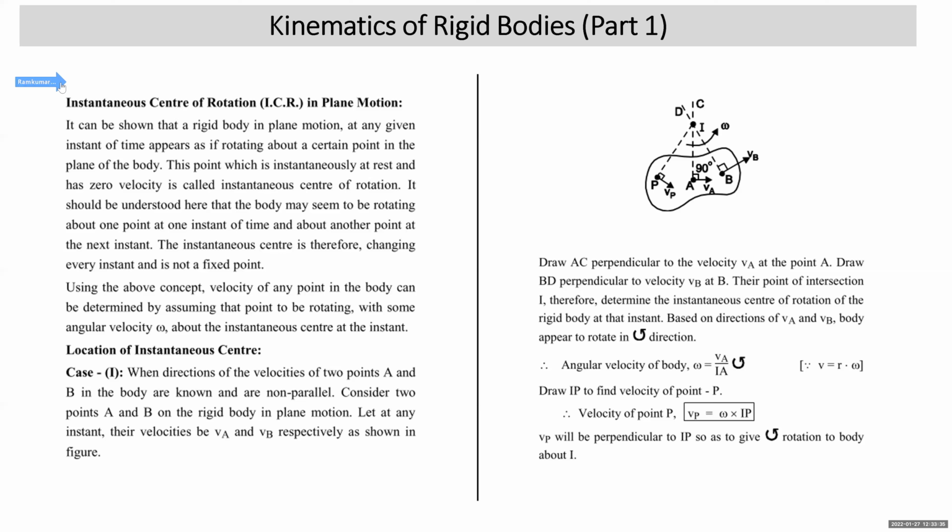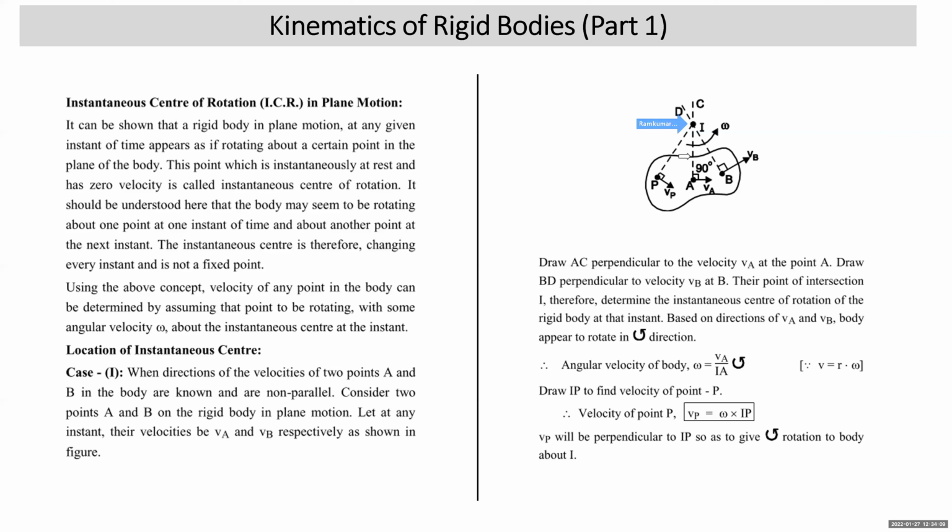Case one, you are given the body in general plane motion, and you are given the directions of velocity of two points on the body, and they are not parallel. Look at this diagram. This is the body which is in general plane motion. I have two points A and B on the body. Directions of velocity of points A and B are given this way. Then, as you know that velocities are along the tangent, so I'll draw a perpendicular to VA, and a perpendicular to VB, where they intersect, that becomes the ICR for this instant.